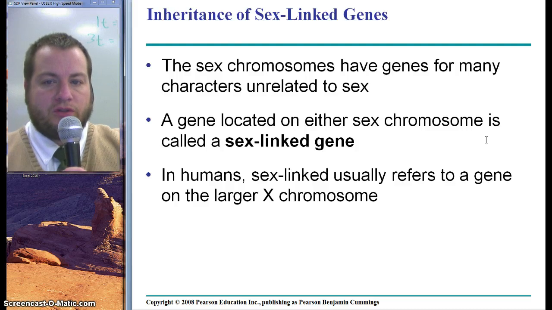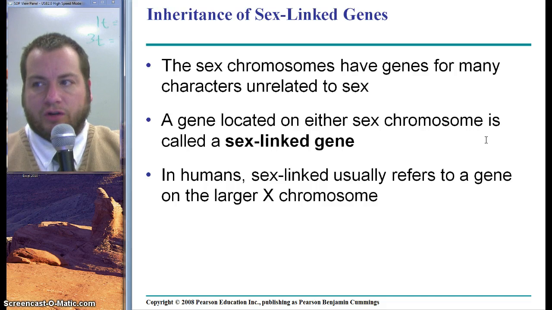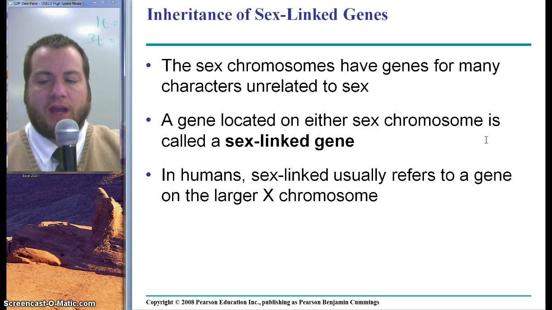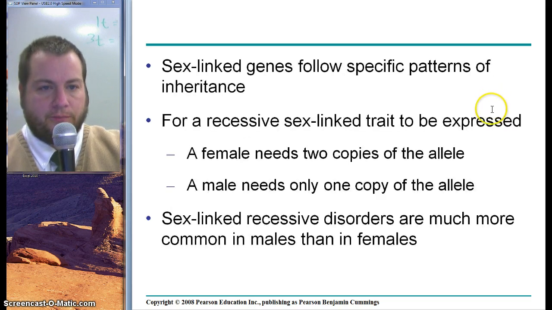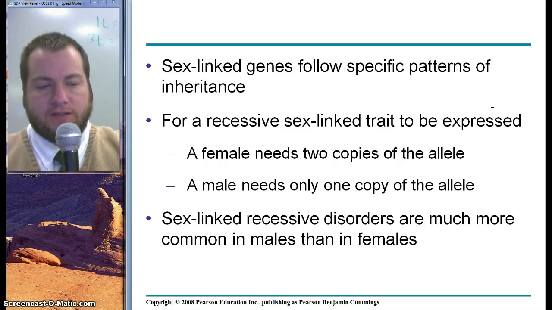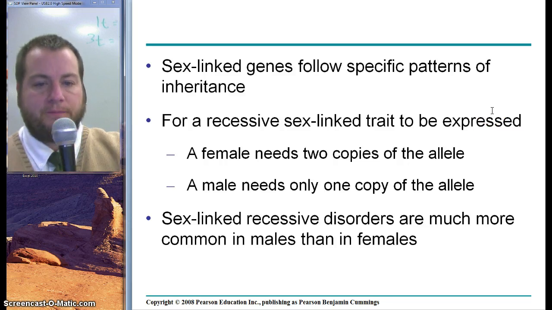The sex chromosomes then have many genes that code for things that are unrelated to sex. We're going to take a look at some of those from your reading. We call those genes sex-linked genes. And usually, in humans, these are carried by the X chromosome. They follow that very specific pattern of inheritance that Morgan discovered.